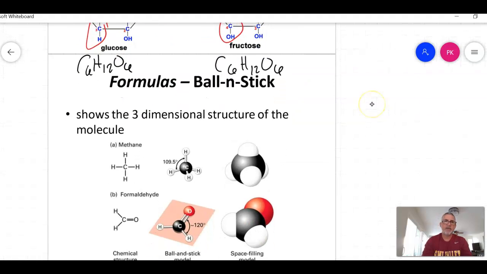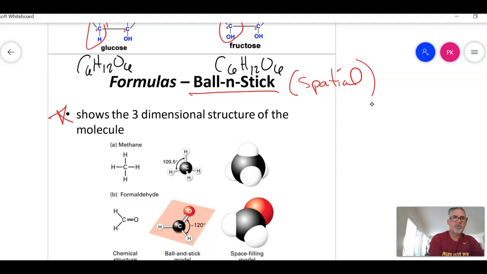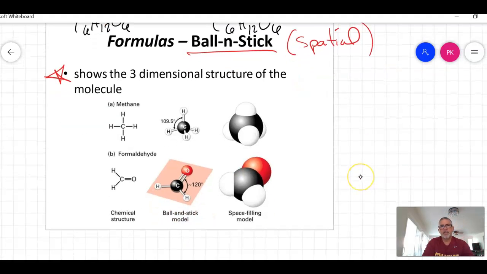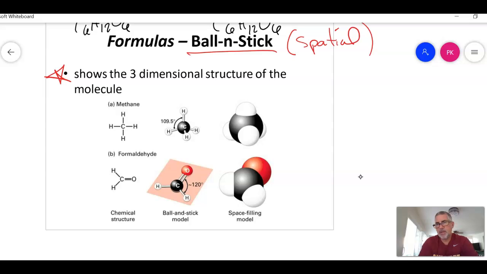The ball and stick, or spatial. So both of these formulas are three-dimensional. Three-dimensional we're going to talk about next time we talk. And it really gives you an idea of how things work spatially. So for instance, if I had this structural formula for methane, this is our general Lewis structural formula. It shows everything flat, two-dimensionally. But we don't live in a two-dimensional world. So the ball and stick shows 3D structures, and we're going to do a lot with this next time we talk.